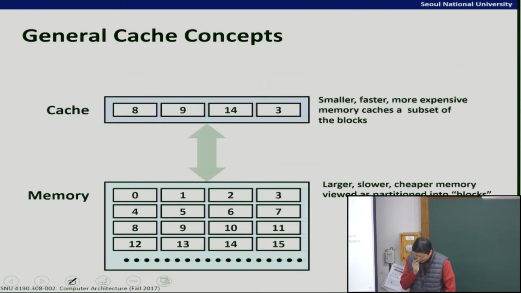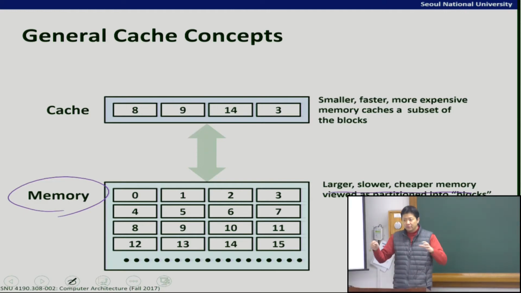So here's the general cache concept. Regardless of the level, this is a general caching concept. In memory, this one is actually larger, slower, and cheaper, and it is viewed as partitioned into blocks, right? You have a large capacity, but you partition this space into a fixed size. You have a large space, and the blocks are a fixed size.